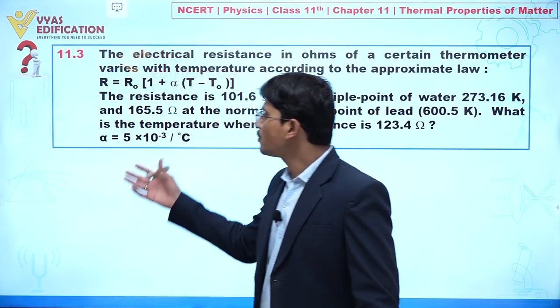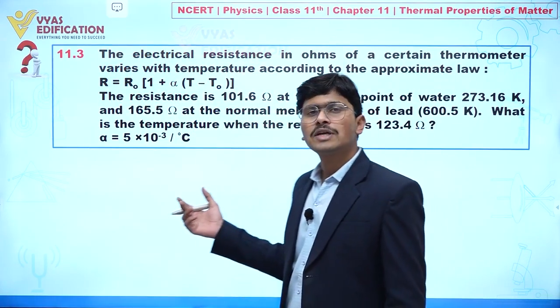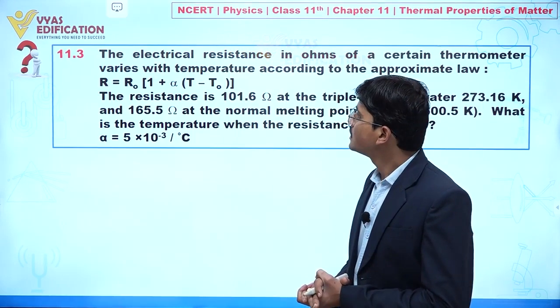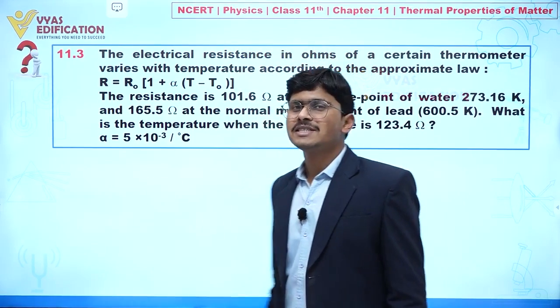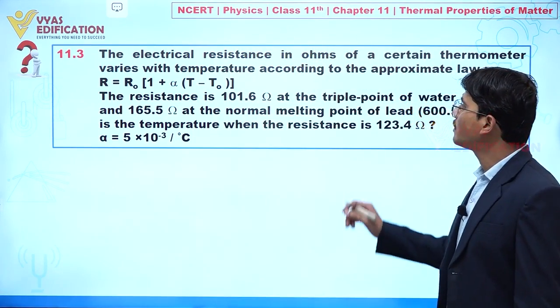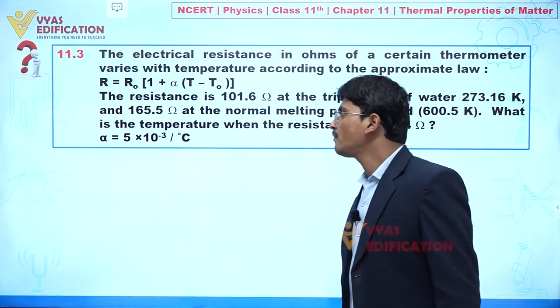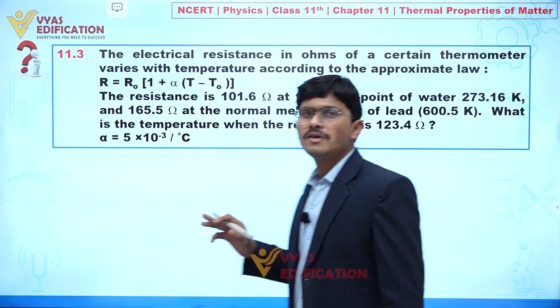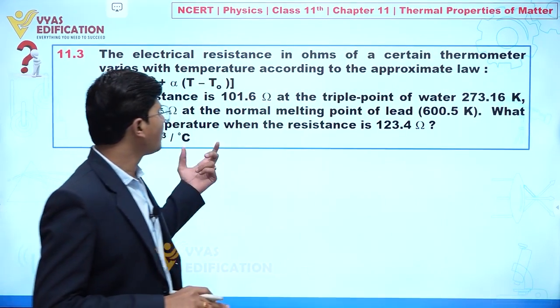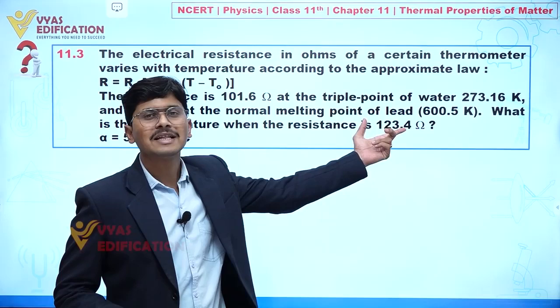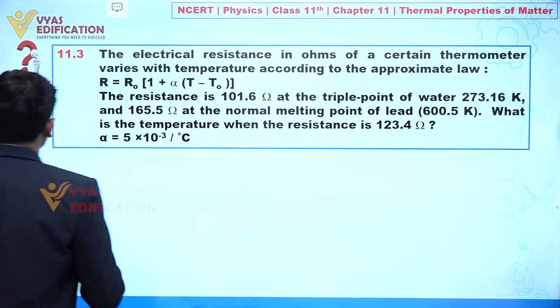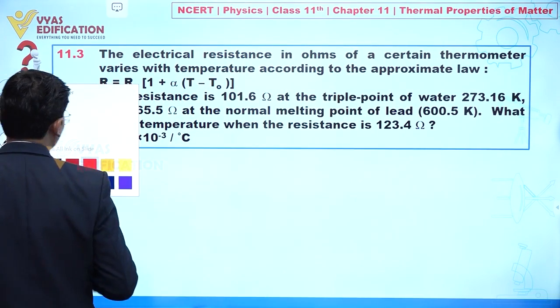So let's suppose I am giving you this value, 5 into 10 to the power minus 3 per degree Celsius. In this question it is given that resistance is 101.6 ohm at the triple point of water and 165.5 ohm at the normal melting point of lead. So this alpha is the value for lead. Now let us first try to understand this formula.